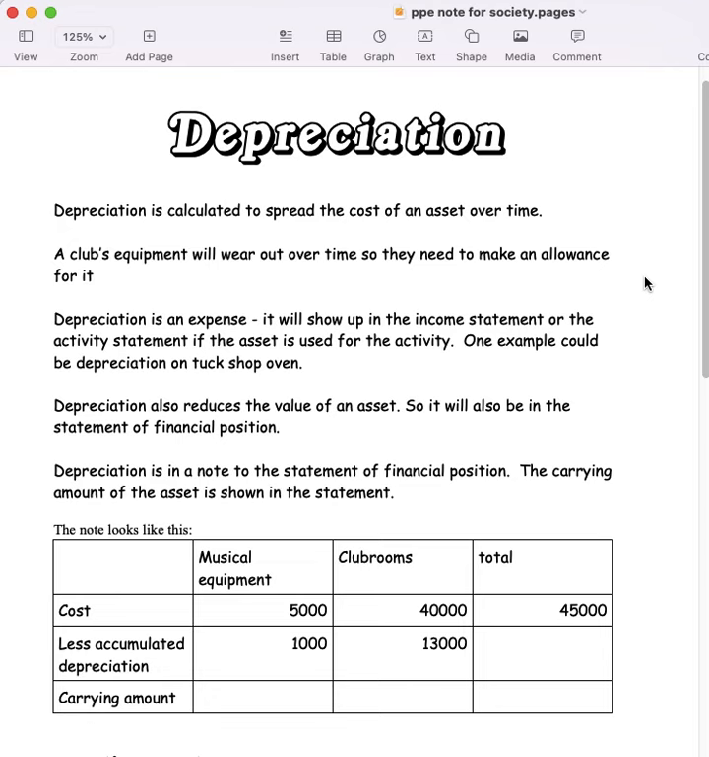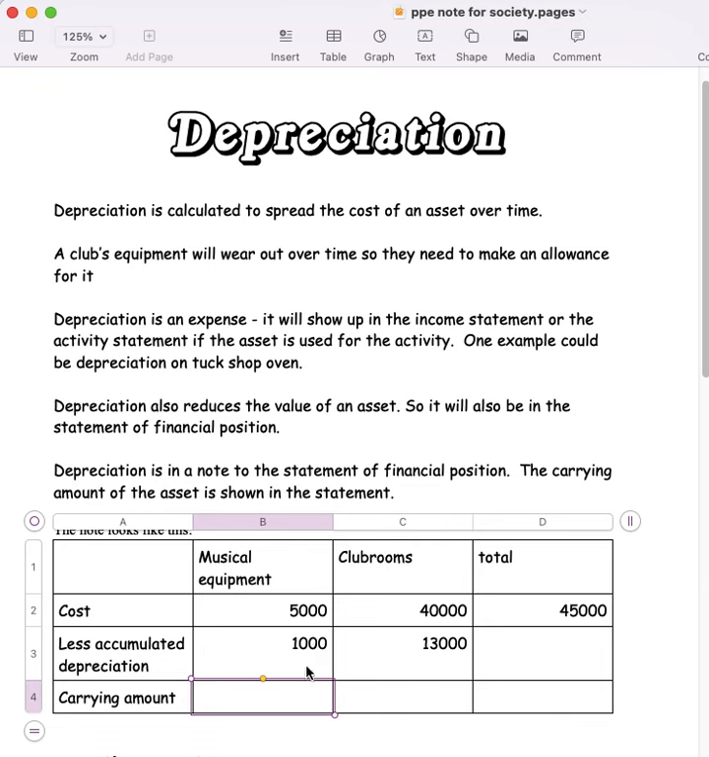So there's a note in the statement of financial position. It looks like this. It looks a little bit daunting. So we've got one here for a music club. They've got some musical equipment and they have a club room. The musical equipment, that's their mics and their guitars and all the rest of it, is worth about $5,000. And over the time they've had $1,000 depreciation on them. That means that they've allowed that much expected value to come out.